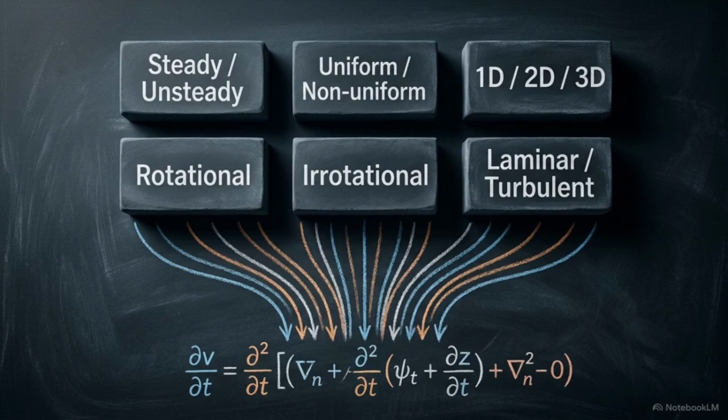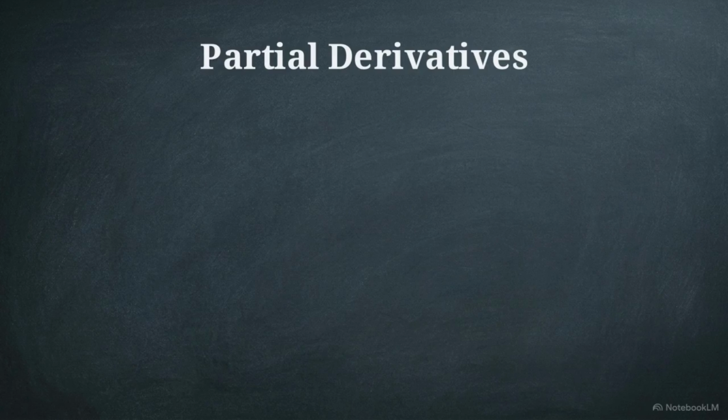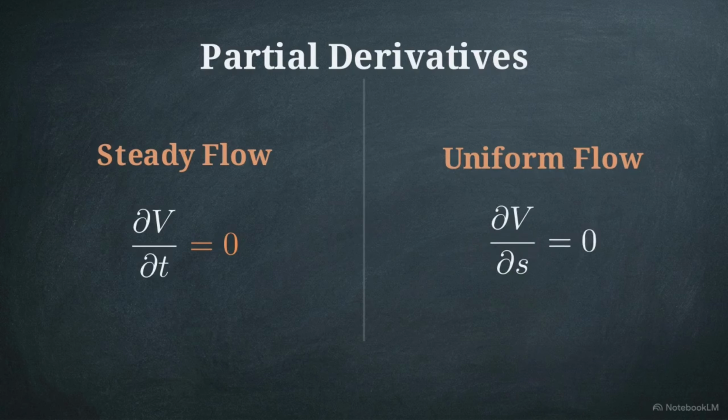Assigning a flow to the correct category across these 5 pairs dictates which mathematical models an engineer is allowed to apply to their system. To prove these categories mathematically, we use partial derivatives. For steady flow, the change in velocity with respect to time must equal 0. For uniform flow, the change in velocity with respect to the space coordinate, the distance traveled, must equal 0.